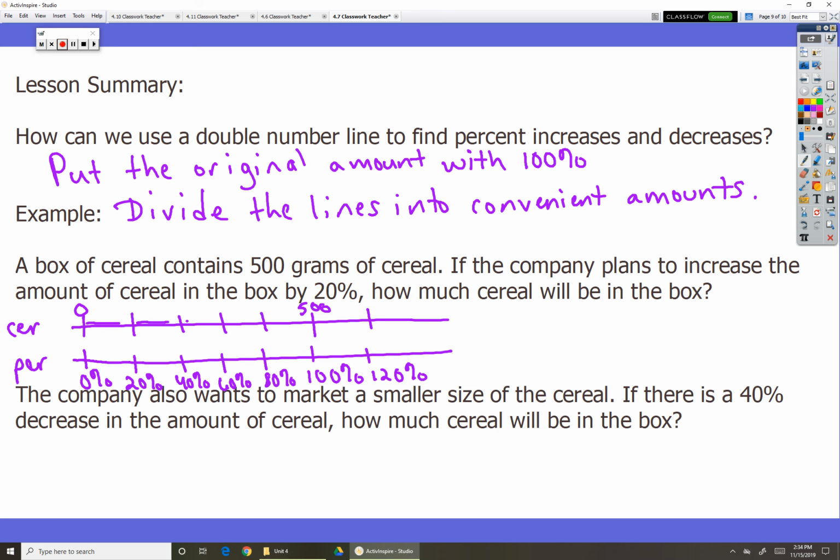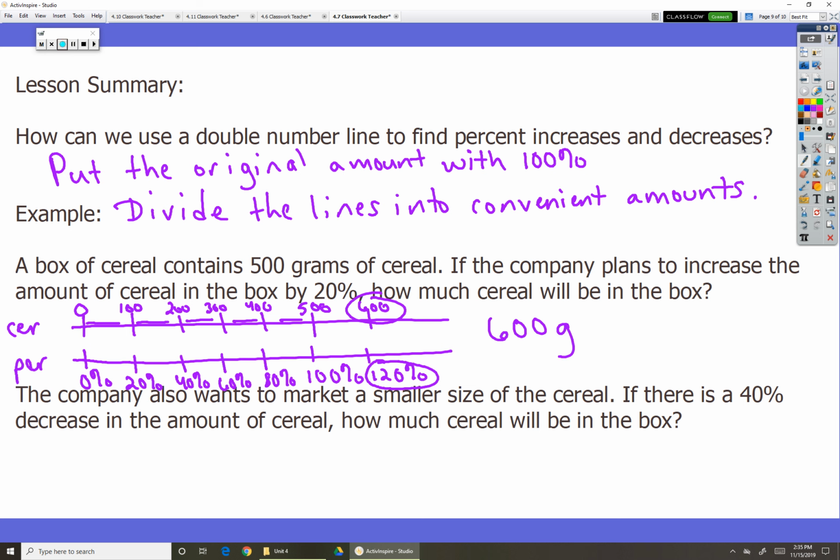There's 1, 2, 3, 4, 5 sections. 500 divided by 5 is 100. So each section is 100 grams of cereal. 100, 200, 300, 400, 500, 600. It increased by 20%, so we're at 120%. 600 grams. So there will be 600 grams of cereal in the box.